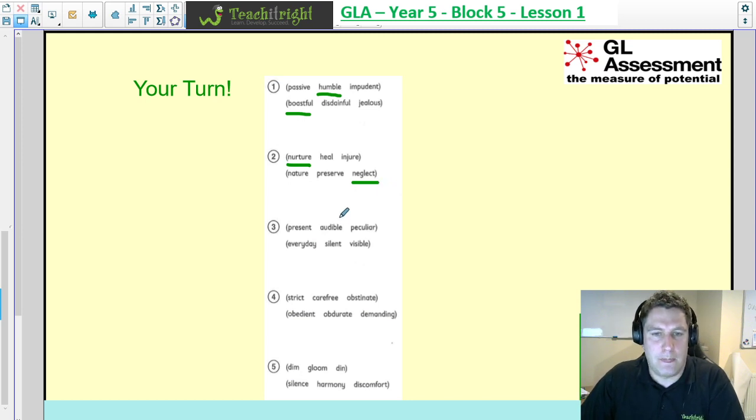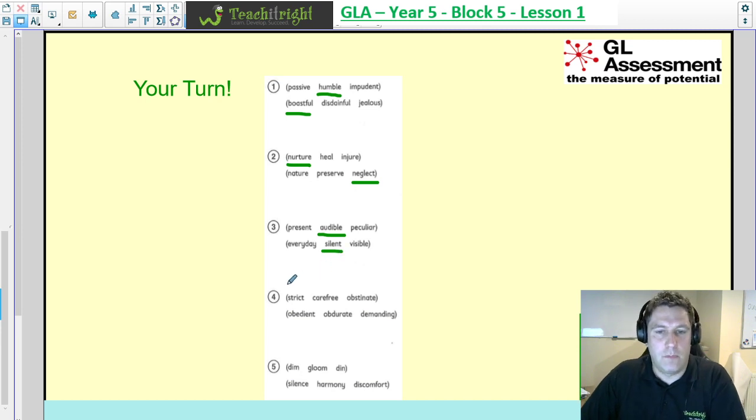Question 3. I wonder how many of you got this one right. We've got present, audible, peculiar, everyday, silent and visible. And the words that are opposite here are audible, so you can hear it, and then silent. So silent, of course, is being very quiet.